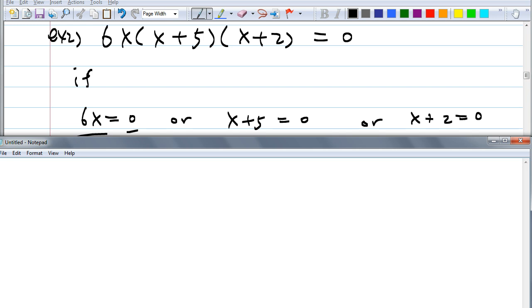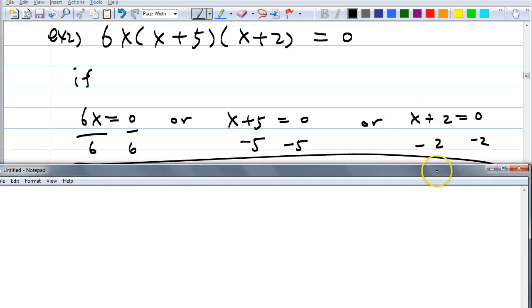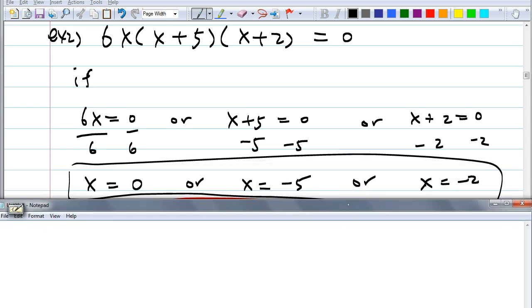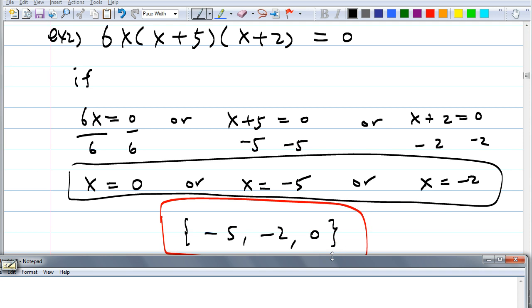What about x plus 5 equals 0? How are you going to solve that, guys? Subtract 5 from both sides. What about x plus 2 equals 0? Is this easy or not? Okay, so how many solutions do you get? Like Holly said, we get 3. We get x equals 0, or x equals -5, or x equals -2. And of course, if you were to write this using braces, the set notation, you would write this in increasing order. So you would write -5, -2, or 0. So you have 3 solutions for this.